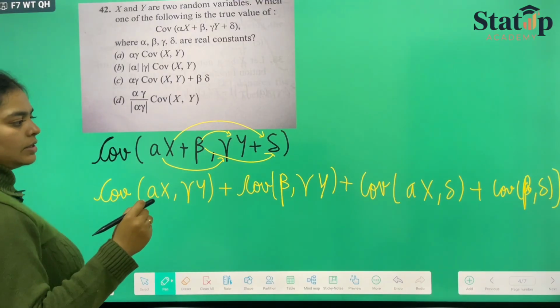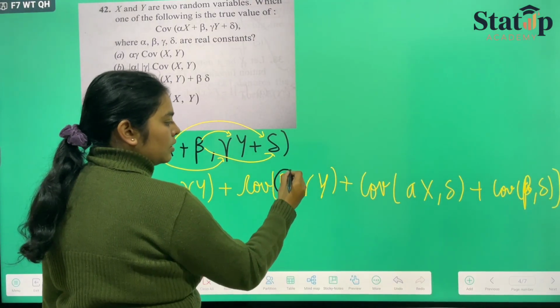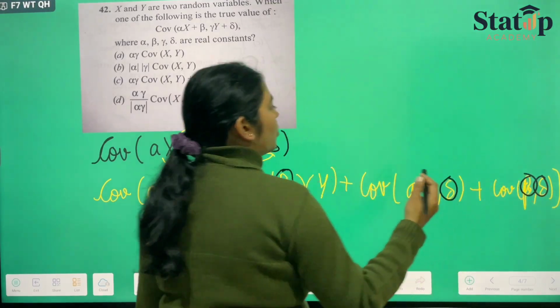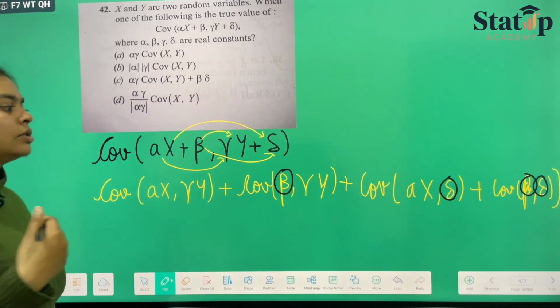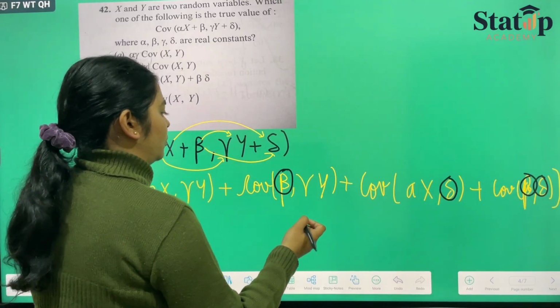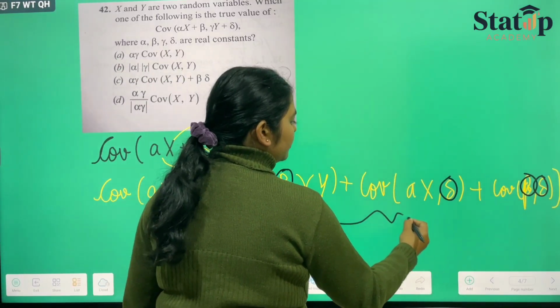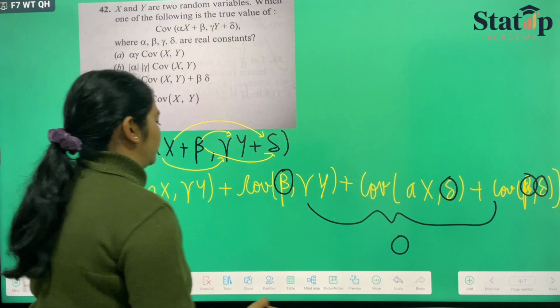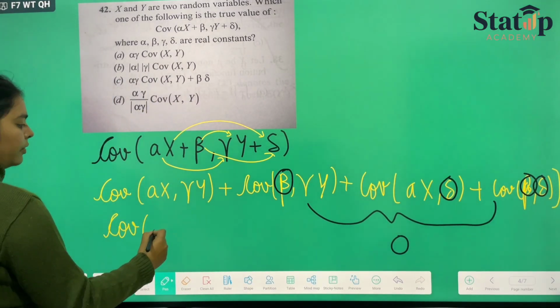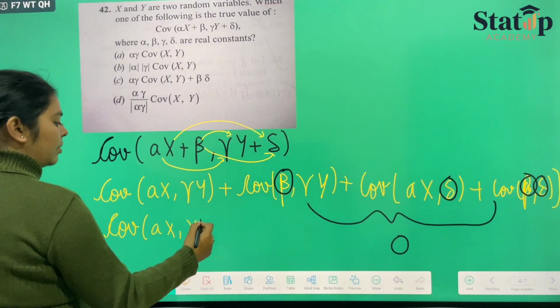So now if we see, here one is constant, here one is constant, here also both are constant. So covariance between a constant and a variable is always equal to 0, and between a constant and a constant is also equal to 0. So all of these three terms will be equal to 0. Now we are left with the covariance of alpha x and gamma y.